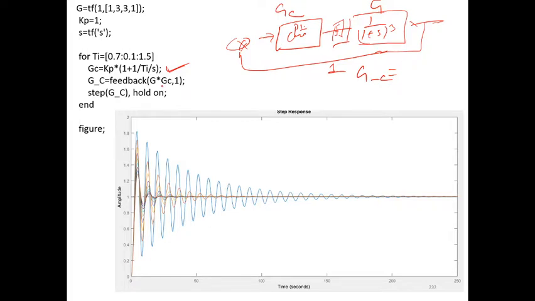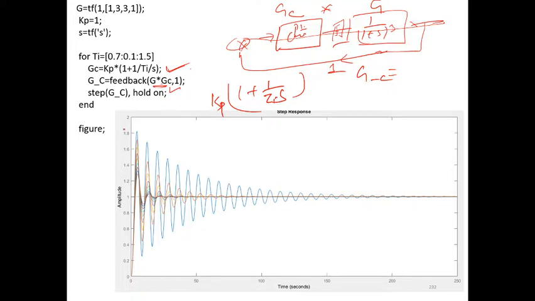G into Gc is your forward path, and the feedback is a unity feedback. So we have represented G into Gc in the forward path, and the feedback path is 1. So forward and feedback will give the overall transfer function of the system. Okay, and the value of tau I: 1 plus 1 upon tau I s, into Kp.